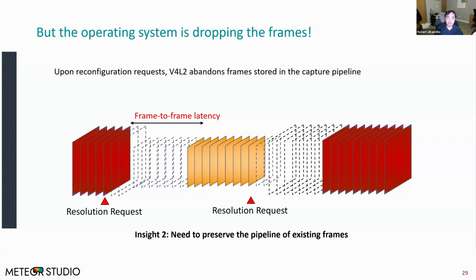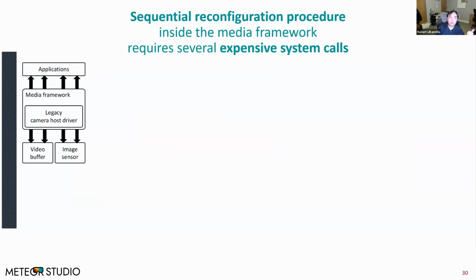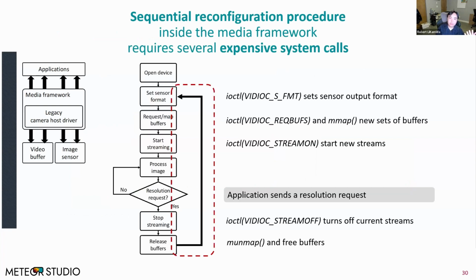But then it still takes time to actually do that reconfiguration. So what's going on there? Well, we were looking at the media framework, and we're seeing the reason why it's so slow is that there are several expensive system calls here. What's happening is that the device gets opened, the sensor format gets set, it maps to some memory, and it streams into that memory, right? So then you're processing the images on that memory, and you're streaming, but then you get a resolution request.